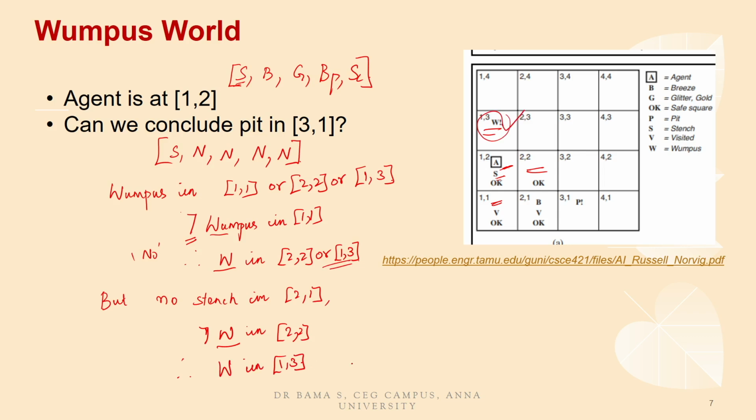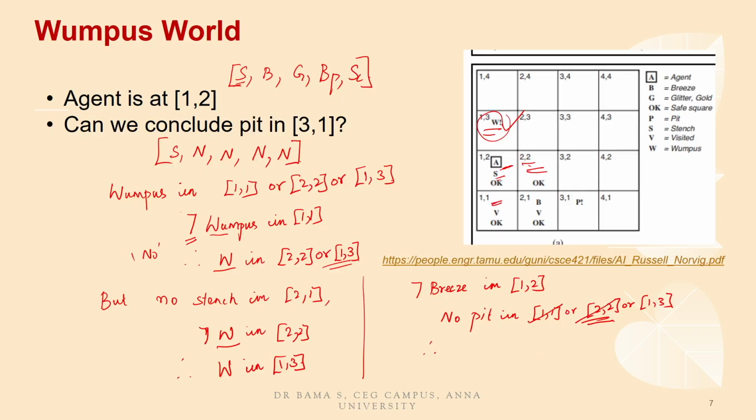Now, at the same time he also knows that because there is no breeze, since there is no breeze in 1 2, there is no pit in adjacent sites. So, there is no pit in 1 1 or 2 2 or 1 3. So, there is no pit in 2 2.